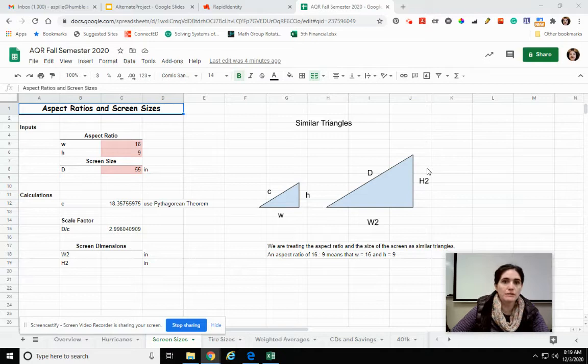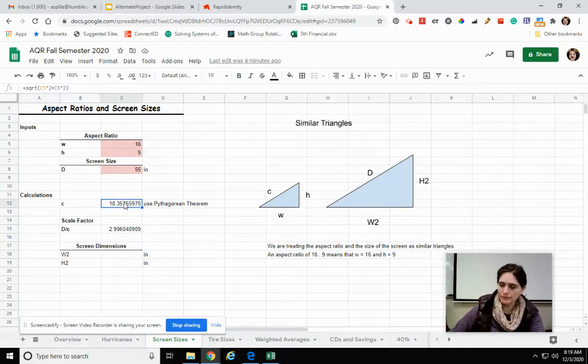The standard format right now is 16:9. It used to be 4:3. So that means that all of your screens are a multiple, not an even multiple, but a scaled up version of 16 wide and 9 high. So what we're going to do is use our aspect ratio and the measure of the diagonal to calculate the dimensions of a TV or any kind of screen.